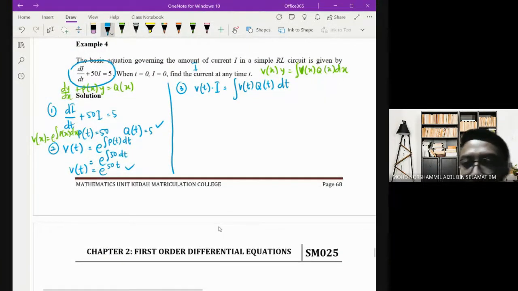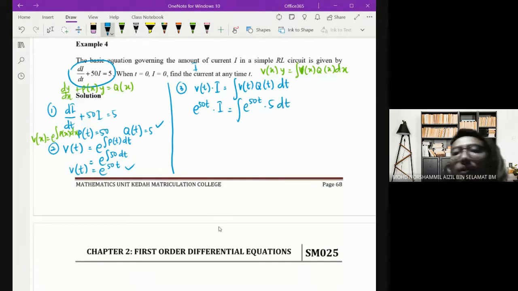Okay. So V(t) is exponential 50t. I, integrating V(t), which is another exponential 50t, Q(t) is 5, dt remains dt. So we are done with the substitution. The left hand side becomes I exponential 50t. The right hand side becomes integrating 5 exponential 50t dt. Don't worry, the left hand side remains similar until you solve the right hand side.